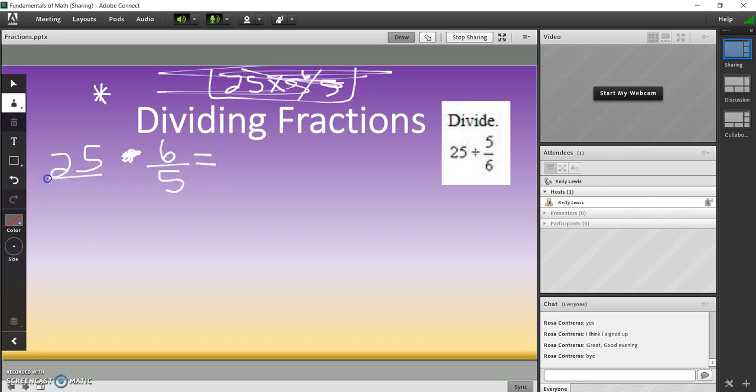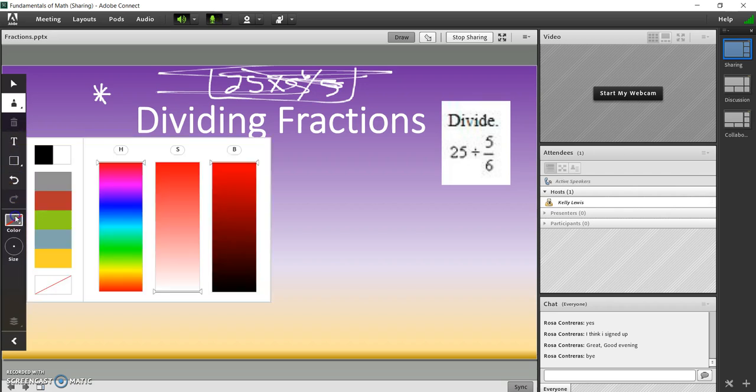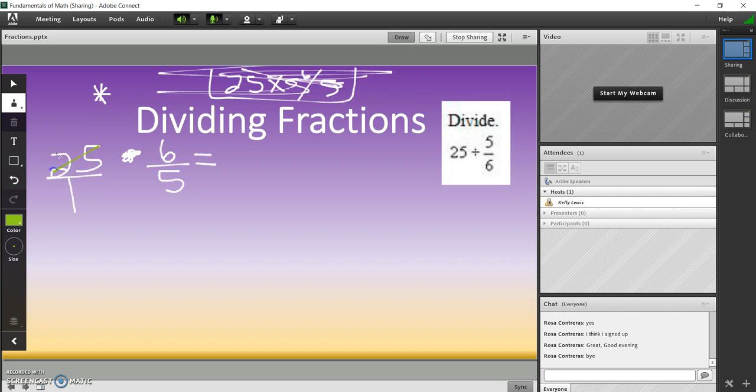All right, remember 25 is the same as 25 over 1. And if we want to reduce, 25 divided by 5 is 5. 5 divided by 5 is 1. So 5 times 6 is 30, and then 1 times 1 is 1. So we just get 30. That's my answer.